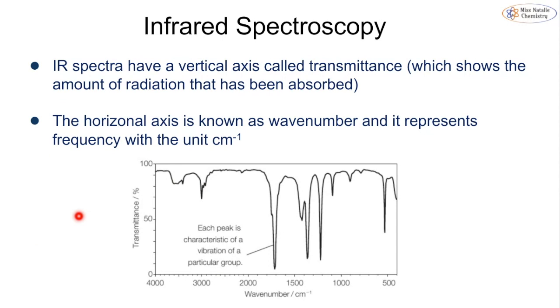So IR spectra have a vertical axis, which you can see on the diagram here, and it is known as transmittance. That is just another way of saying how much radiation has been absorbed. The horizontal axis is known as wave number, and it has a frequency with the unit centimetres to the -1. Now, what you must notice is that it goes in the opposite direction from what you would expect. It starts at 4,000 and it goes down to 500.